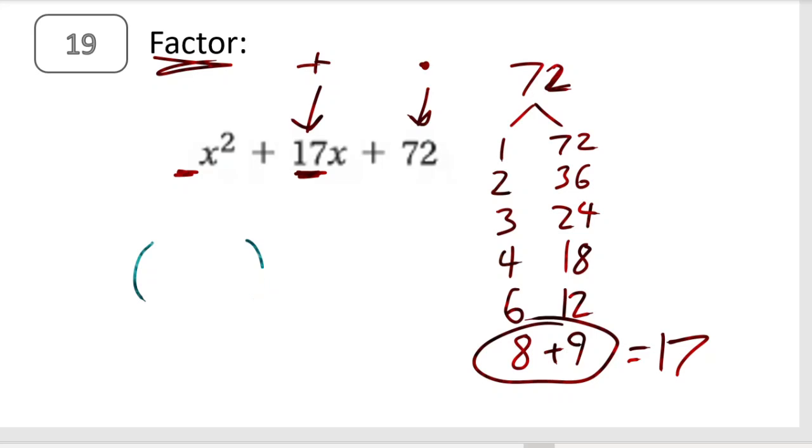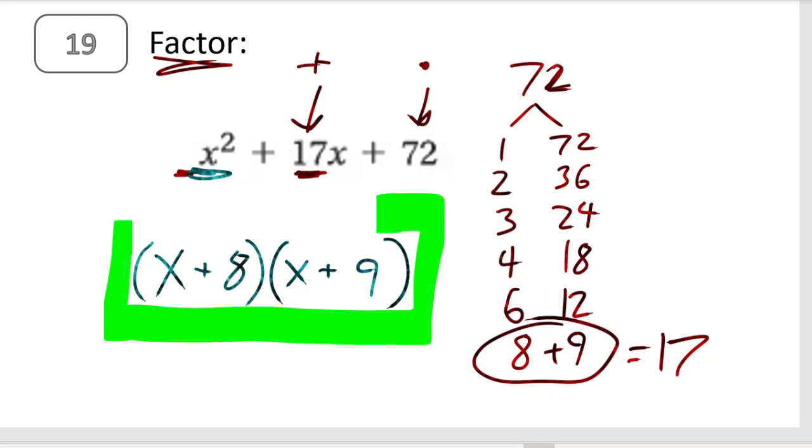So give ourselves a pair of parentheses. Put x's in the front since x is the variable we're using. And then take those two numbers, both of them are positive, and put them behind there. And that is our answer.